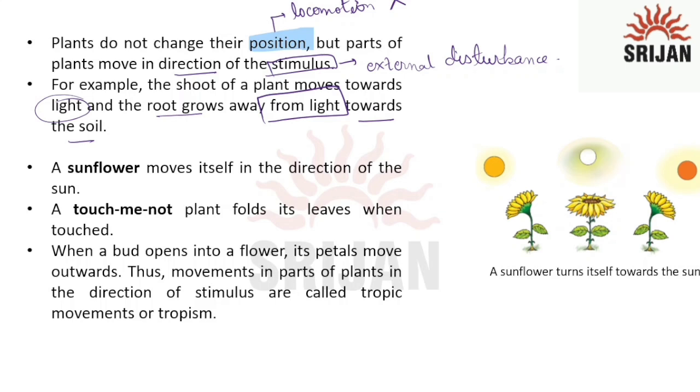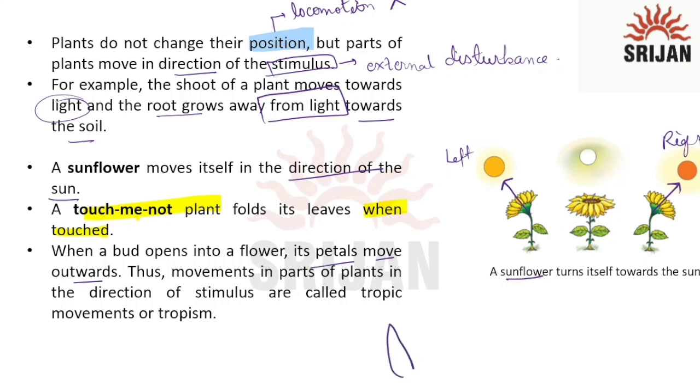For example, this is a photo of a sunflower. If the sun is on the left hand side, the shoot is growing this side. If the sun is on the right hand side, the shoot is bending towards this side. This is an example of movement. A sunflower moves itself in the direction of the sun. A touch me not plant folds its leaf when touched. When a bud opens into a flower, its petals move outwards.